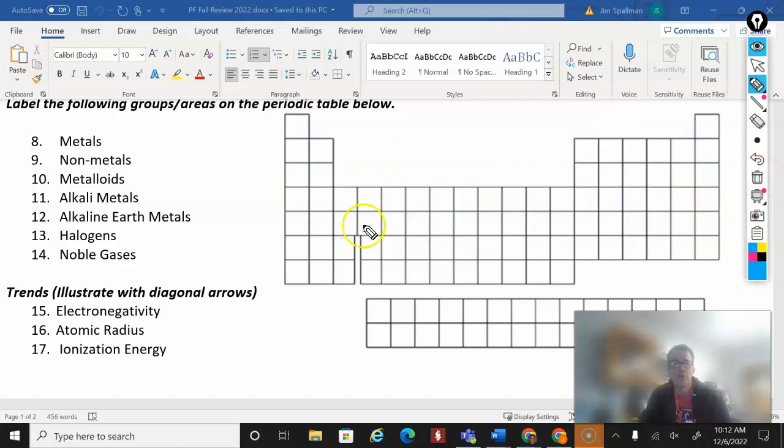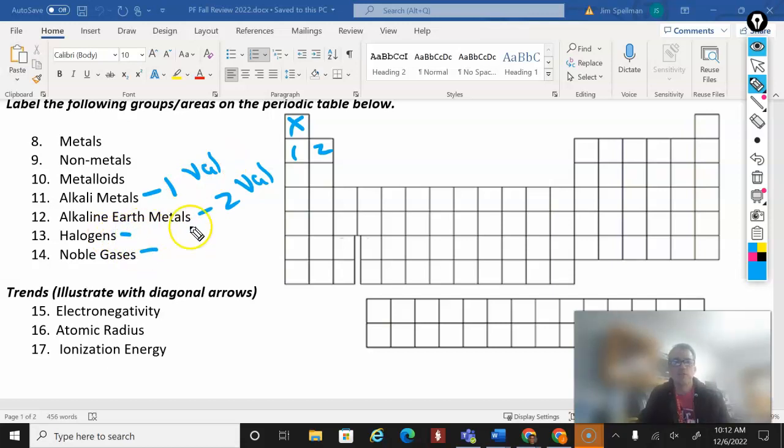11 through 14 are different groups. The alkali metals are group 1, which is this one. The alkaline earth metals are group 2. Again, these are both metals. They're extremely reactive. Alkali metals have one valence electron. Alkaline earth metals have 2 valence electrons. We don't tend to see these in nature just hanging out by themselves because they are very reactive and they tend to form compounds.